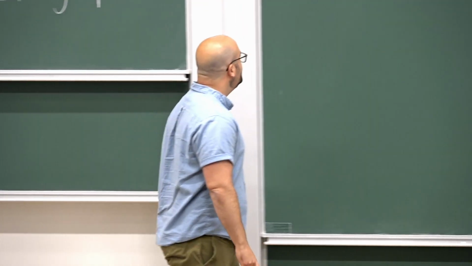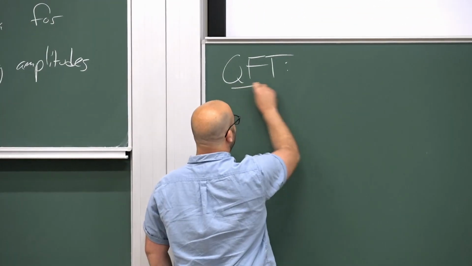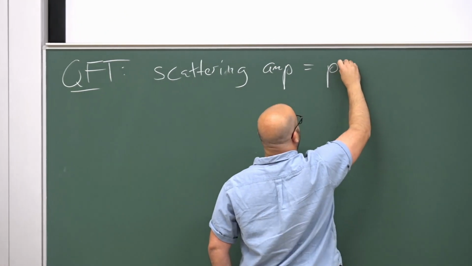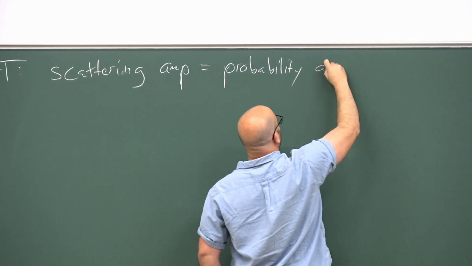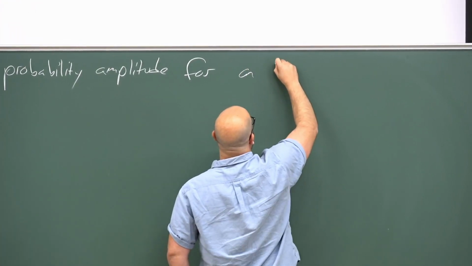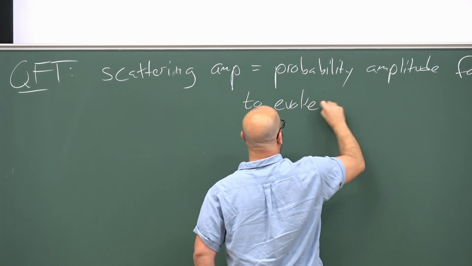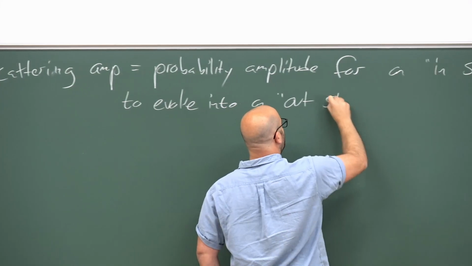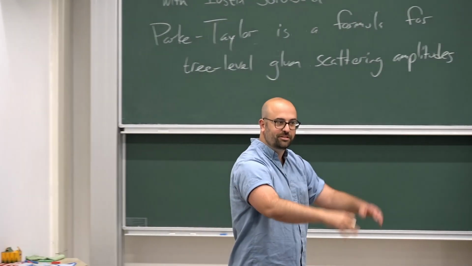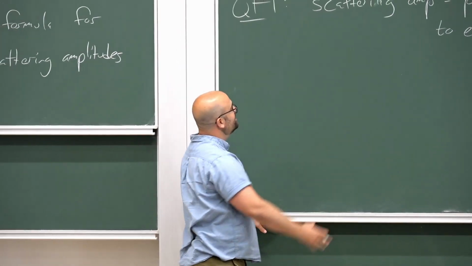So from the QFT perspective, if you're a physicist and you remember your Peskin and Schroeder, a scattering amplitude is just a probability amplitude for some in state in the asymptotic past to evolve into an out state in the asymptotic future. So you throw some stuff in, and you want to know the probability amplitude to get a certain set of stuff out, and this probability amplitude is governed by the in principle very rich dynamical content of your quantum field theory.